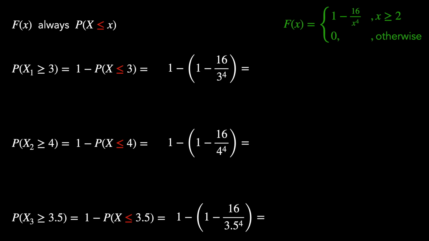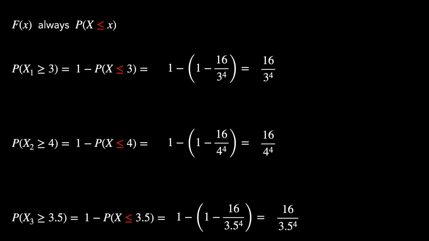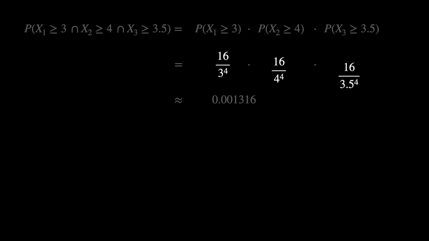Continuing on, it's very simple to see that 1 minus 16 over 3 to the 4 is just 16 over 3 to the 4. Similar for the probability that x is less than or equal to 4. And same for the last one. So now we've got our 3 individual values. Remember that we said that we wanted to find these 3 individual probabilities and then multiply them together so that we can find the intersection of all 3 happening. So we'll simply plug those in.